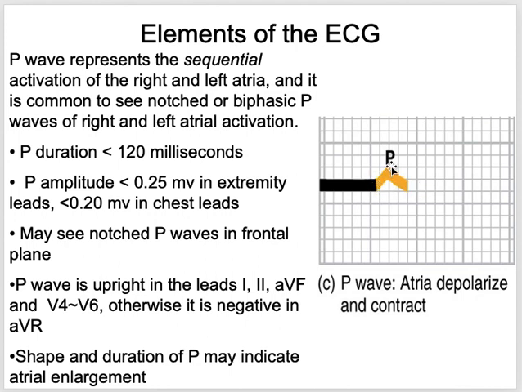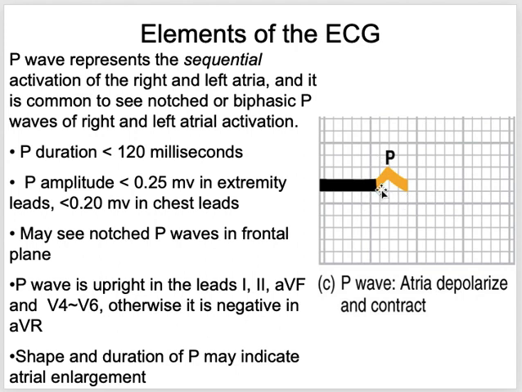For example, if sometimes the P wave is double, we call it a bifid P wave. It is seen in mitral stenosis. If the P wave is too high, it means there is some strain on the atria, which means it could be that the right atrium is enlarged. So always check when the P waves are peaked, too tall, we call it P pulmonale. The P waves are peaked.